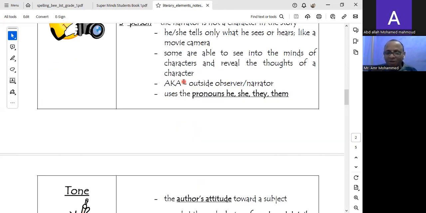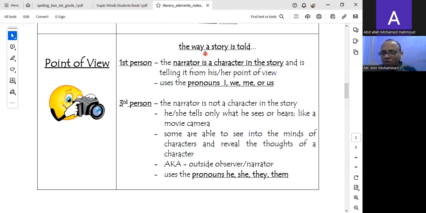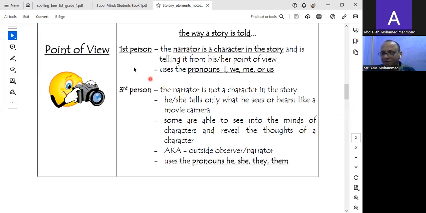What is a point of view? The way the story is told. We have many ways to tell the story, but the most common way is the first person. You can tell it in the first person. The narrator is a character in the story and he speaks about himself. He says I. He uses the first person pronoun, and he is telling it from his point of view or her point of view. Of course, he uses the pronouns I and we, me, or us. This is the first person.